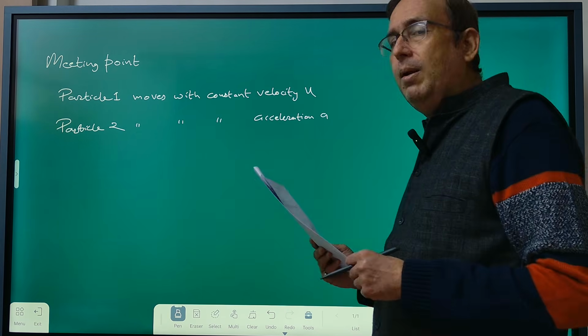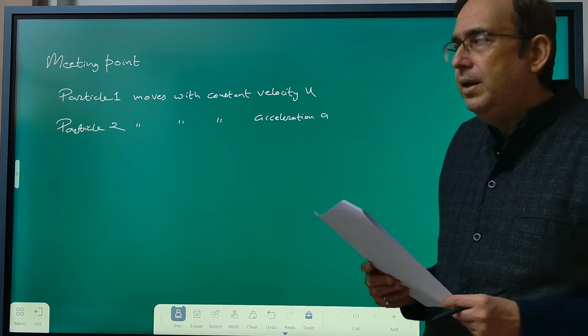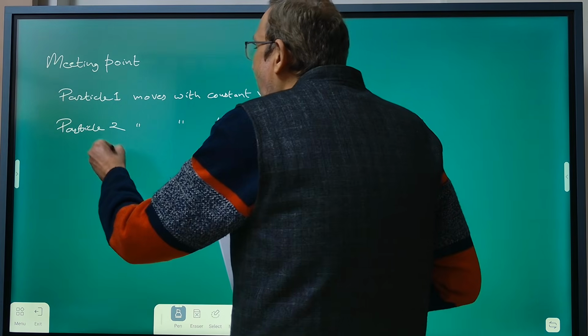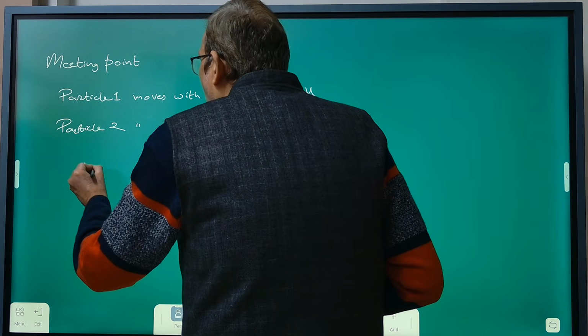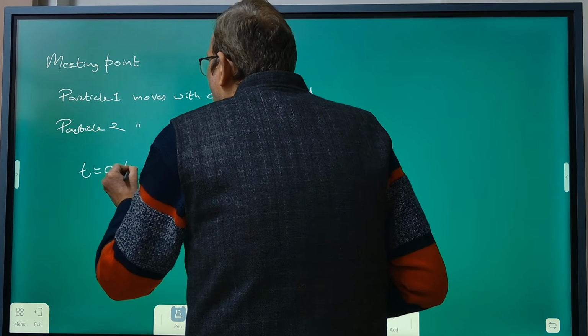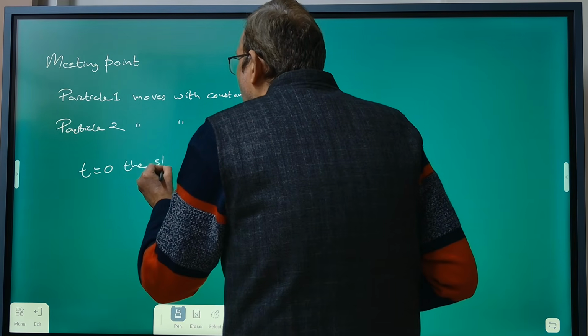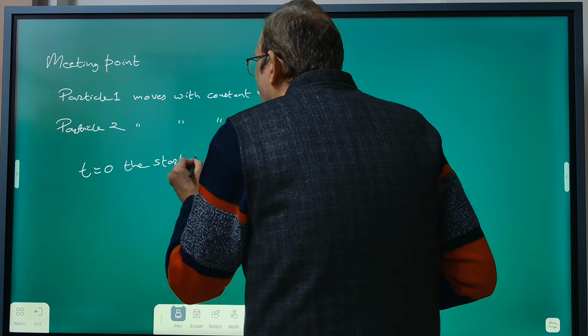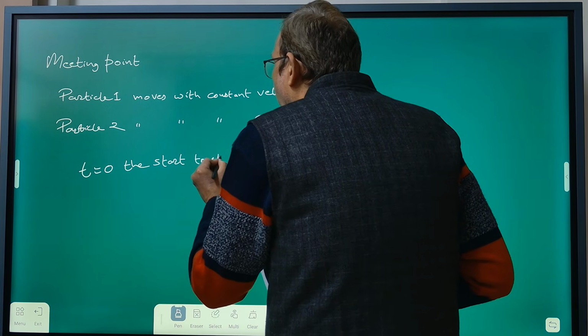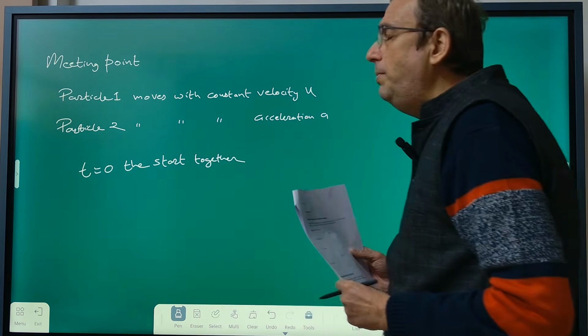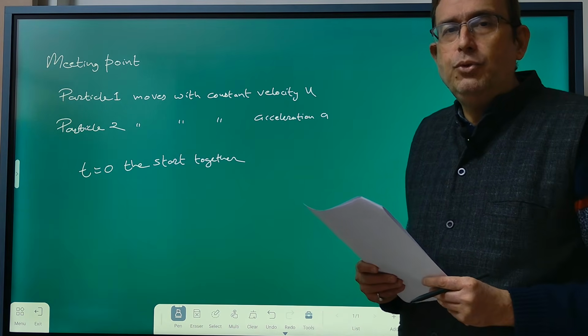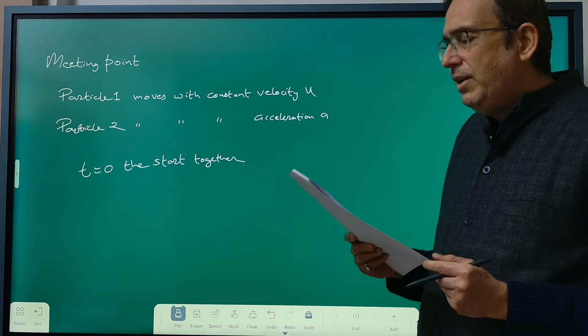So that's a simple problem. A problem like that we've done already. So at time t equal to 0, they are meeting, of course. And they are going to meet again at another future time. And what will it be?